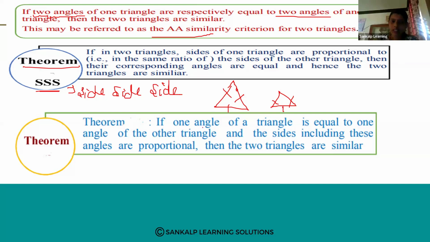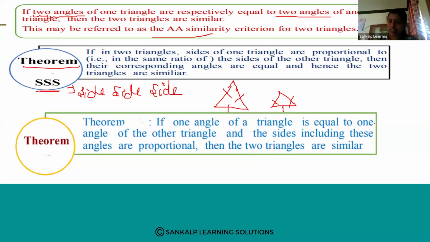Next, if one angle of a triangle is equal to one angle of another triangle and the sides including these angles are proportional, then the two triangles are similar. That means the angles are equal here. Yes, my dear children, observe carefully. How many angles are equal here? One angle, observe carefully here.